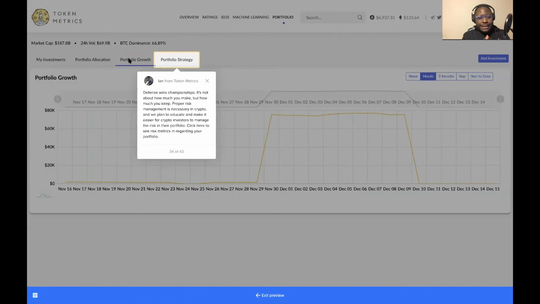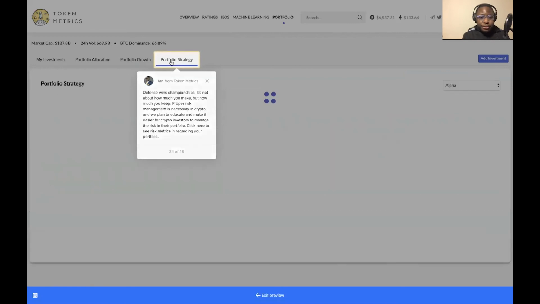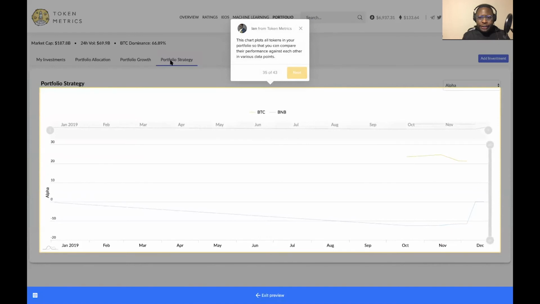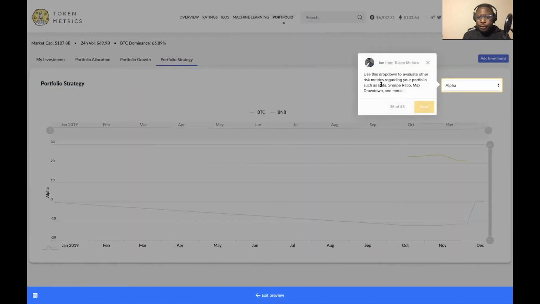And then defense wins championships. It's not about how much you make, but how much you keep. Proper risk management is necessary in crypto, and we plan to educate and make it easier for crypto investors to manage the risk in their portfolio. So let's click here to see the risk metrics regarding this particular portfolio. So this chart here plots all tokens in the portfolio so that you can compare their performance against each other using various risk metrics. The metrics we have available are alpha, as well as other metrics include beta, Sharpe ratio, max drawdown, and much more.